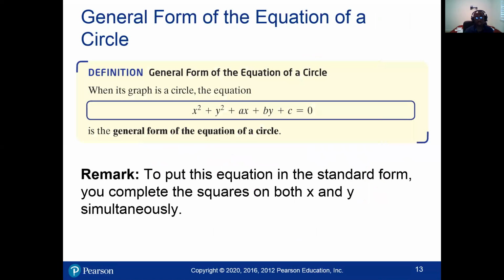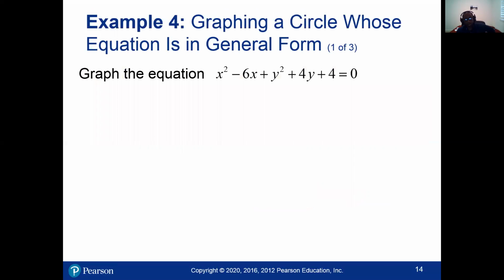All right. Now let us go to the general form equation of a circle. It is of the form x squared plus y squared plus Ax plus By plus C equal to 0. Now remember, to be able to put this equation into the standard form, we must complete the squares on both x and y simultaneously. Now, here's an example. We have x squared minus 6x plus y squared plus 4y plus 4 is equal to 0.